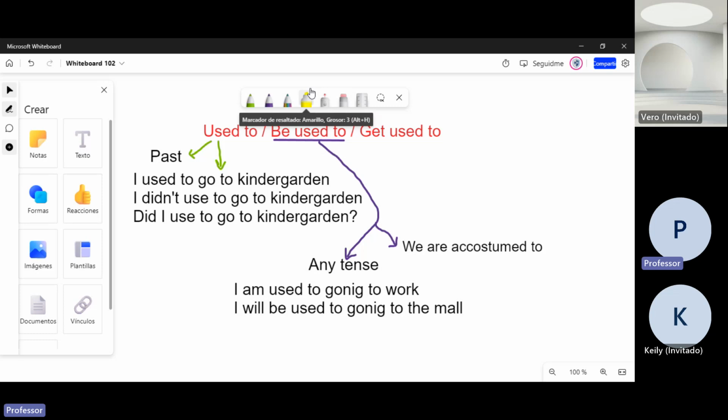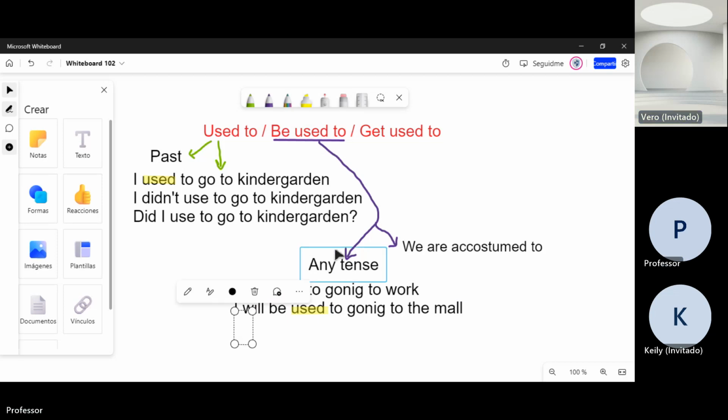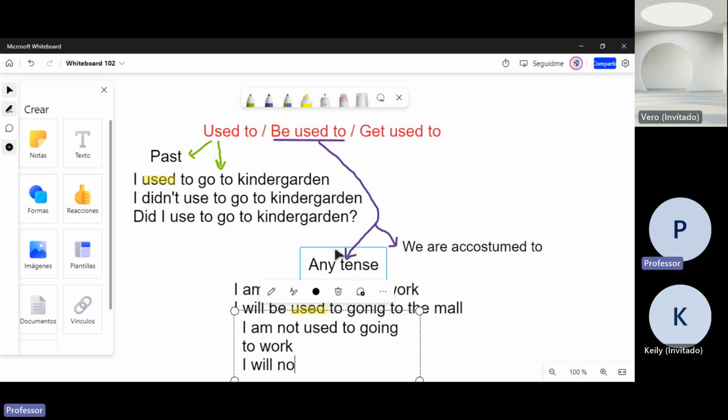Okay, now that's an important word when we're talking about "going." Okay, if you pay attention, number one, here we have "used," and we're talking in the past, right? Here we also have the word "used," but this sentence is not in the past. It's in the present. We have the verb to be, "am." And this one, "I will be used to going to the mall," is in the future, even though we have the word "used." Okay. Obviously, if we wanted to do these sentences in negative form, for example, I will say, "I am not used to going to work," or "I will not be used to going to the mall."